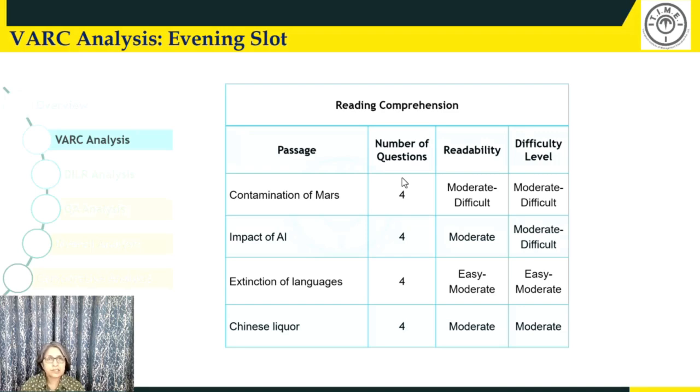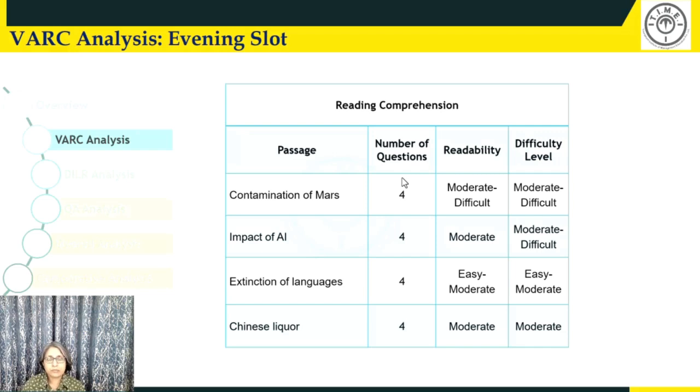Then the next passage was actually a book excerpt. It was based on the impact of artificial intelligence, and I'm sure that the students who have been regularly reading the newspapers must have come across a variety of articles based on artificial intelligence. Many of the students perhaps are using AI applications on their own. So the familiarity level must have been good for those students.